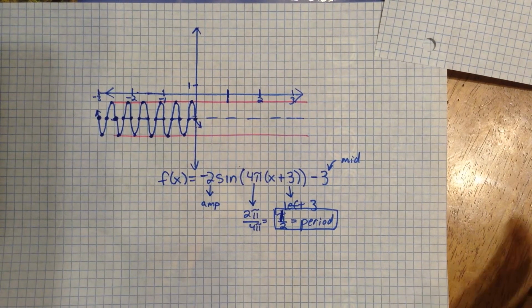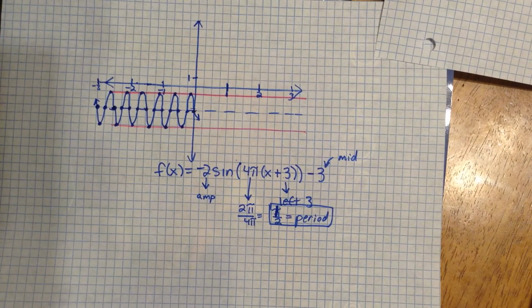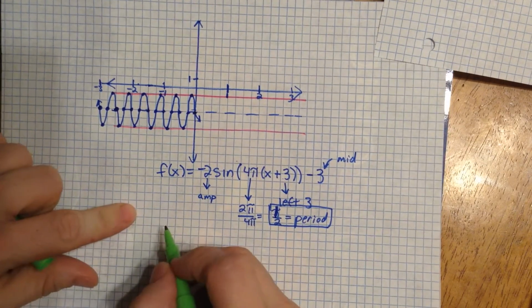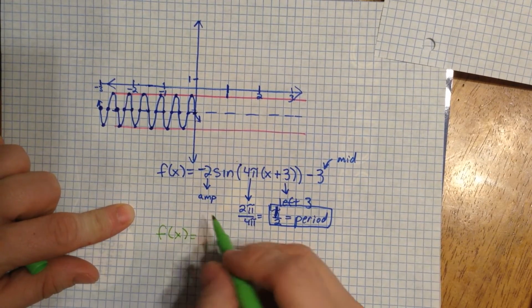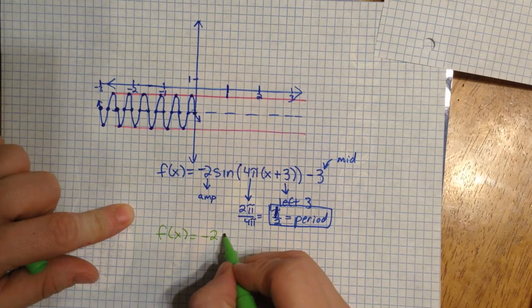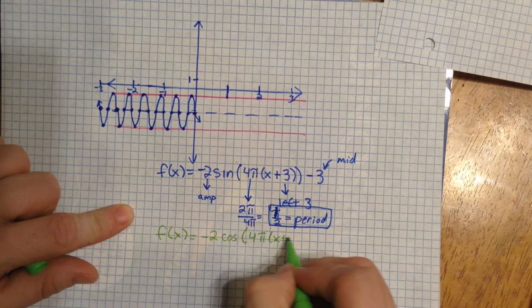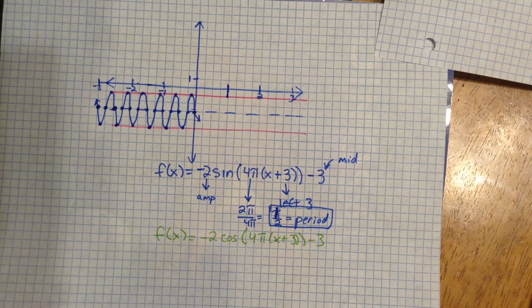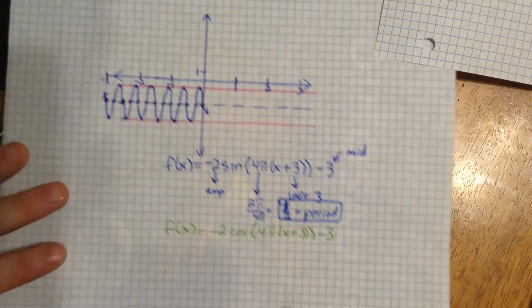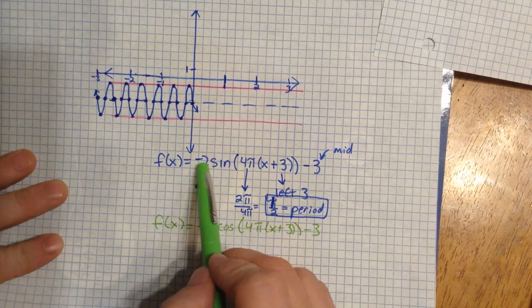And if we did the same thing, of course I told you before, and I'm going to do this again. If we did the same thing, but this time we did the cosine, not much is going to change here. So we'll do it again. F of x equals negative 2 cosine of 4 pi times x plus 3 minus 3. So we're doing the exact same process: we do the midline, the two pink lines coming off of here and here.